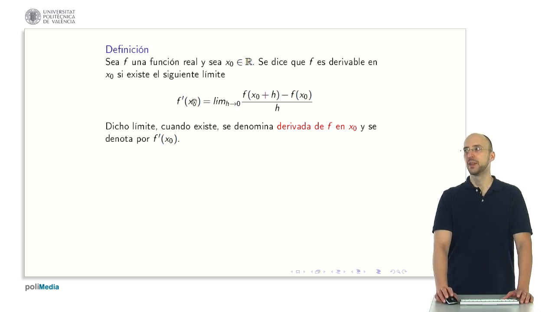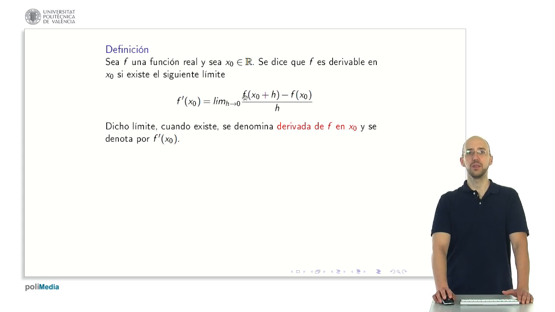Recall that if f is a real function and we take a point x sub 0 belonging to the real numbers, it is said that f is derivable in that point x sub 0 if the following limit exists. The limit when h tends to 0 of f of x sub 0 plus h minus f of x sub 0 divided by h. Remember that there was another equivalent definition to this one where f of x minus f of x sub 0 divided by x minus x sub 0. But we are going to use this with h because it is a little easier. And this limit is what we call the derivative of f in the point x sub 0.